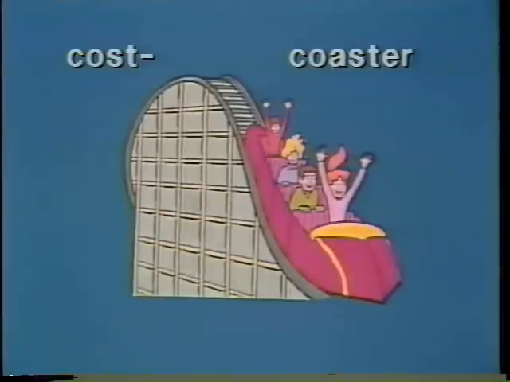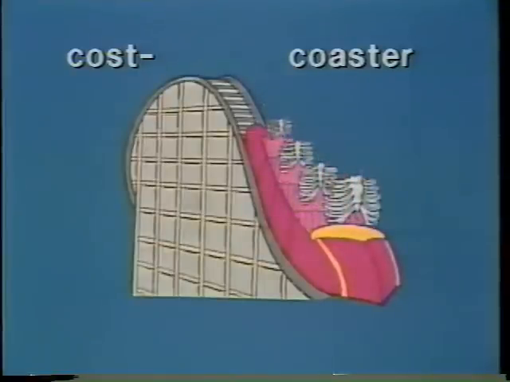As you look at this coaster, all of a sudden, ribs are riding on it instead of people. Can you believe it? A roller coaster with ribs riding on it. Cost, coaster, rib. Say it 2 times. Cost, coaster, rib.